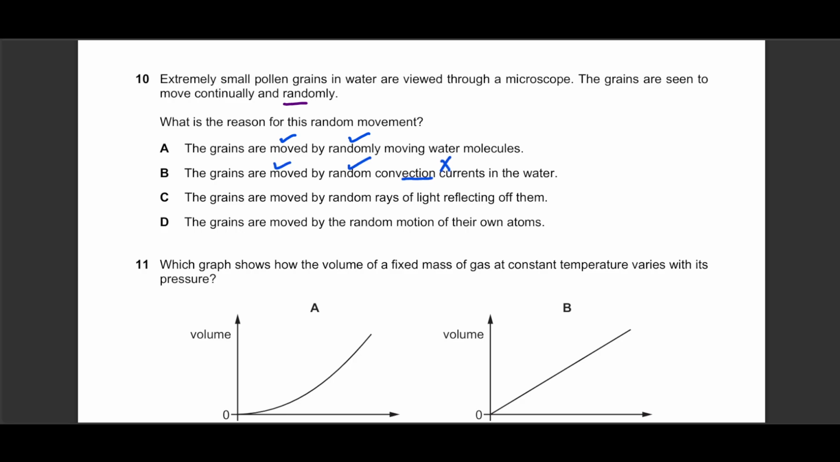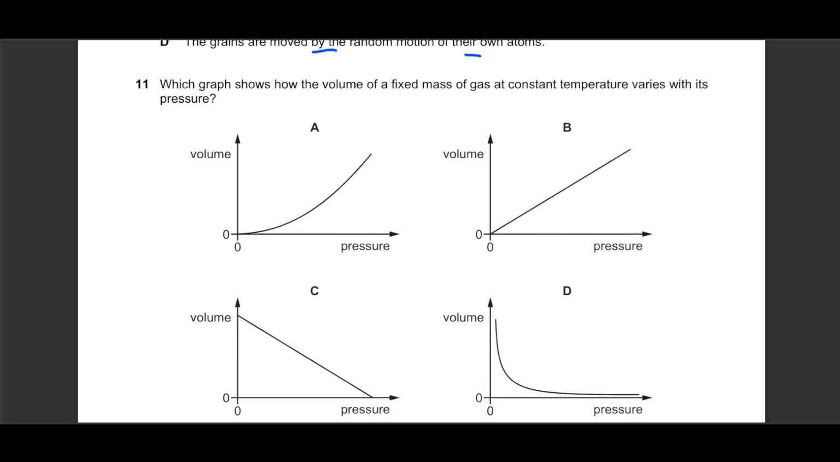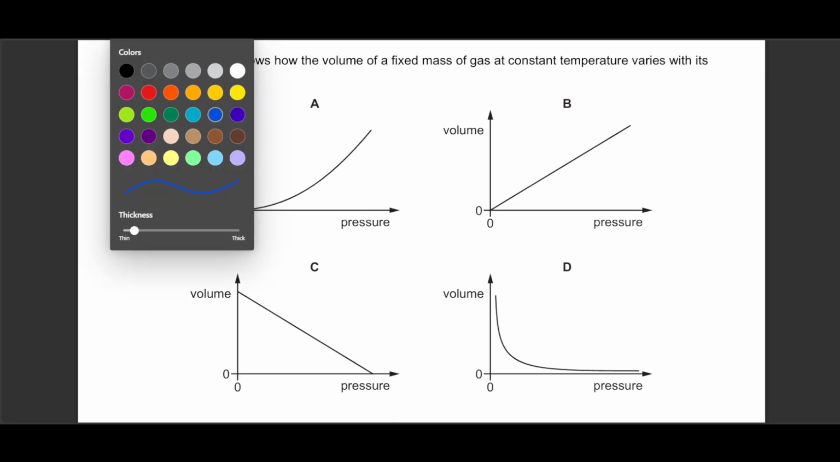Due to convection currents, no. The grain moves due to random rays of light, no. The grain moves randomly because of its own atoms, no. It's because it is being bombarded with water molecules from all sides randomly. So this is A. Question number 11 is primarily from memory.